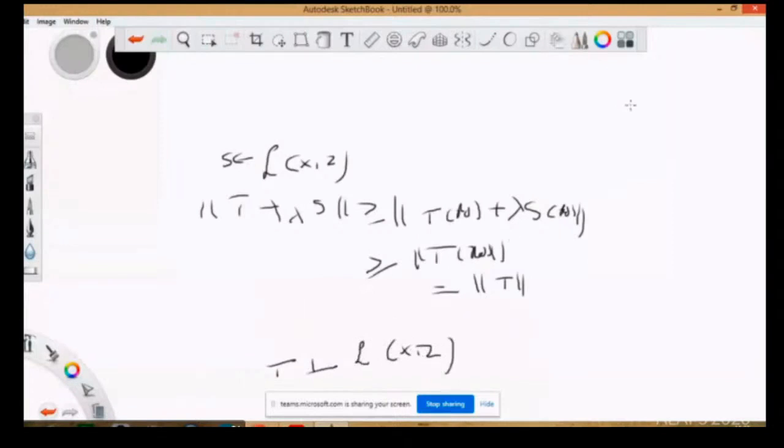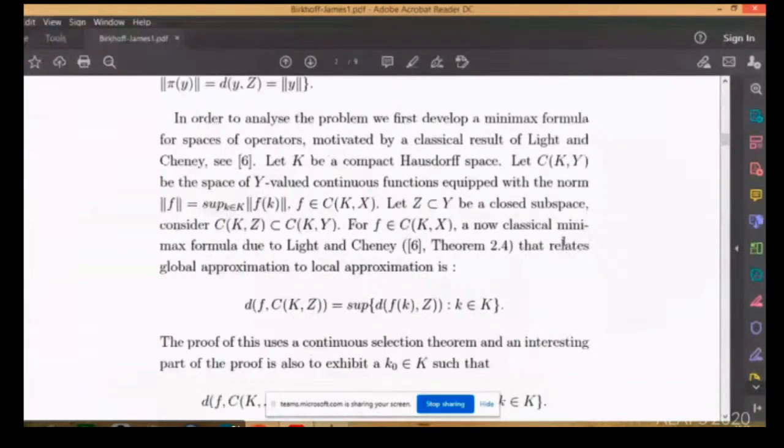So we have proved that for any S belonging to L(X,Z), the norm of T plus lambda S is bigger than or equal to the norm of T for all scalars lambda. That means T is orthogonal to the operator S. So this is clearly a necessary condition, and what we want to look at is under what conditions this is a sufficient condition. This is the minimax formula that I want to develop.